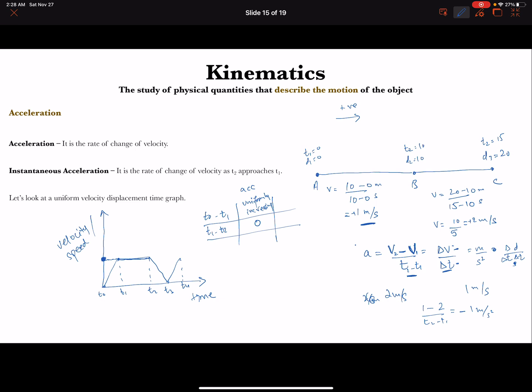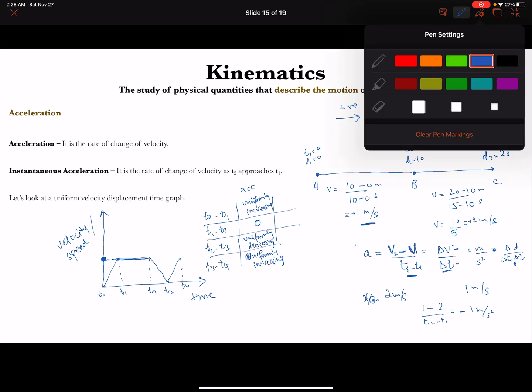What about T2 to T3? Well, again, because it's a vector, we're not only looking at the steepness of the slope, but we're also looking at the direction. So it's negative, right? The direction of the gradient. So T2 to T3, it's uniformly decreasing. What about T3 to T4? Well, again, the gradient is positive, so uniformly increasing.